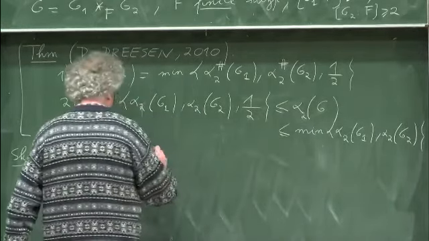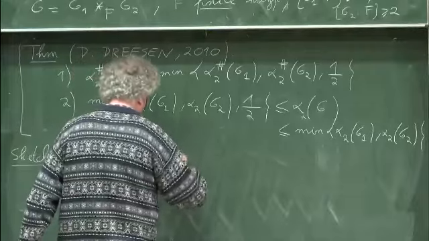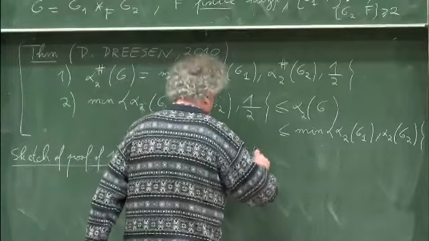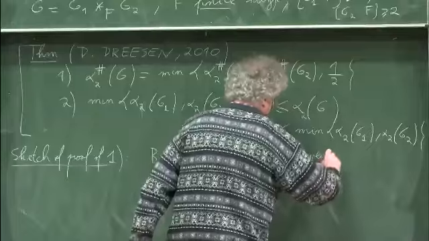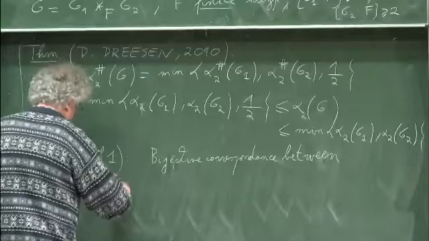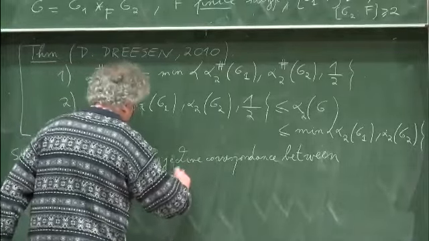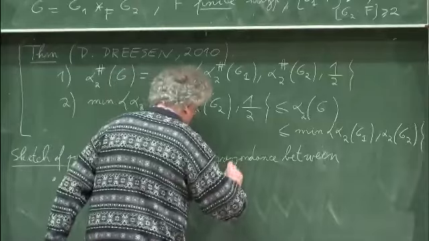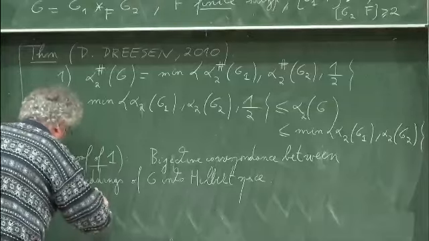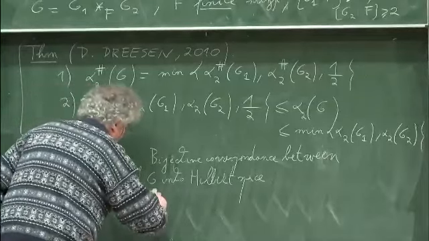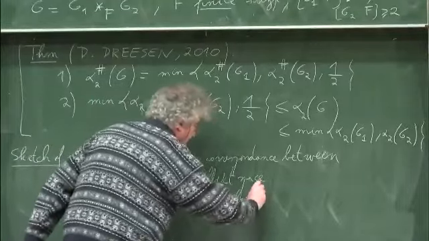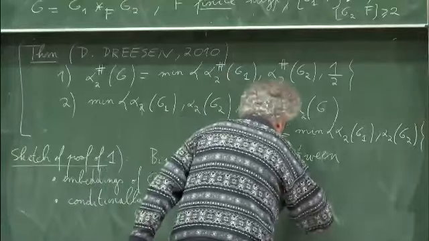So, we use the fact that there is this bijective correspondence between, on the one hand, embeddings of G into Hilbert space, and on the other hand, conditionally negative definite functions on G.